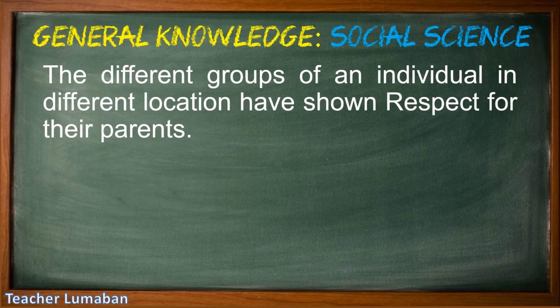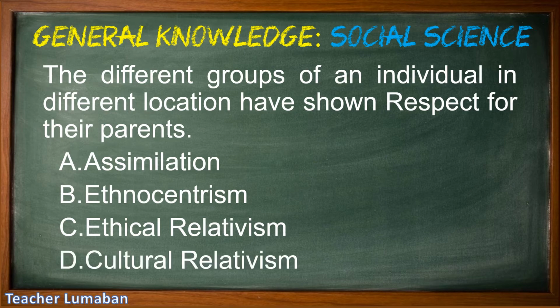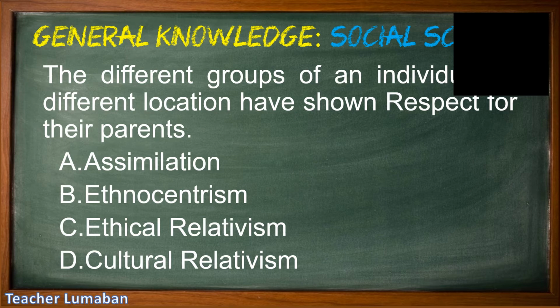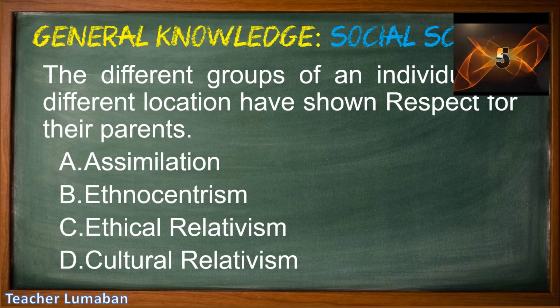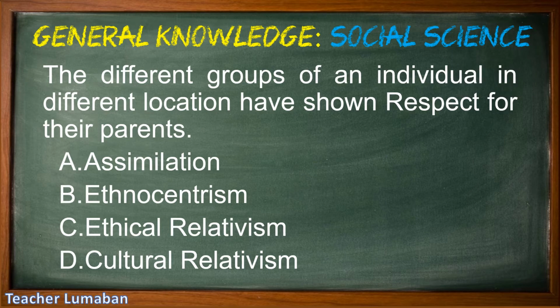The different groups of an individual in different locations have shown respect for their parents. Letter A, assimilation. Letter B, ethnocentrism. Letter C, ethical relativism. Letter D, cultural relativism. Please choose the suitable answer to the following choices in 5 seconds. 5, 4, 3, 2, 1. The correct answer is letter D.